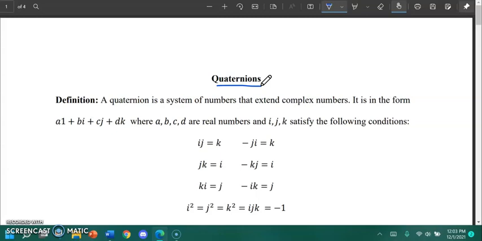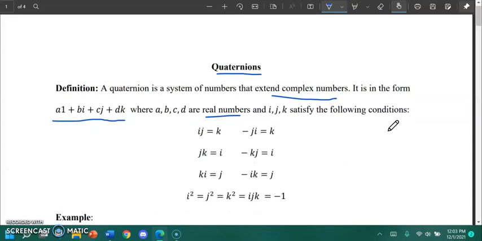In our lesson, I will be providing an example of quaternions as well as the properties used in order to solve our example. Now, before we get on to the example, I want to provide a clear definition of what quaternions are. A quaternion is a system of numbers that extends complex numbers. It is in the form of a1 plus bi plus cj plus dk, where a, b, c, d are real numbers and i, j, k satisfy the following condition.